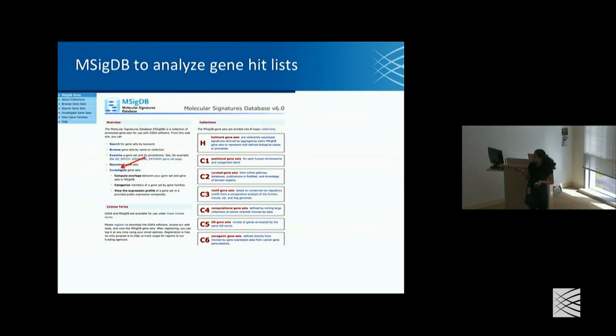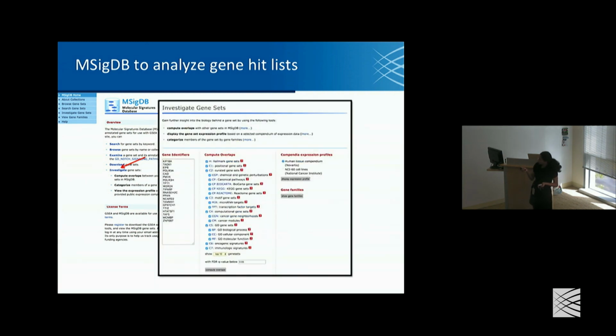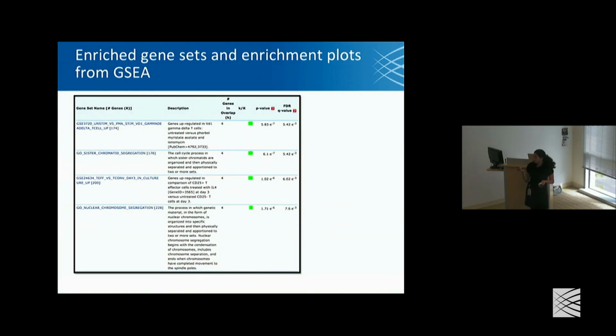So once you click this, it takes you to a page where it shows all of the gene sets that are available, and then you just click on Investigate Gene Set, which takes you to this page where you can paste your list of gene IDs or gene symbols to analyze, and then you select all of the gene sets that you want to analyze it against, and then click on Compute Overlaps. It gives you a result where it gives you all of the pathways that are enriched in your gene list, and then also assigns a p-value and FDR to them.